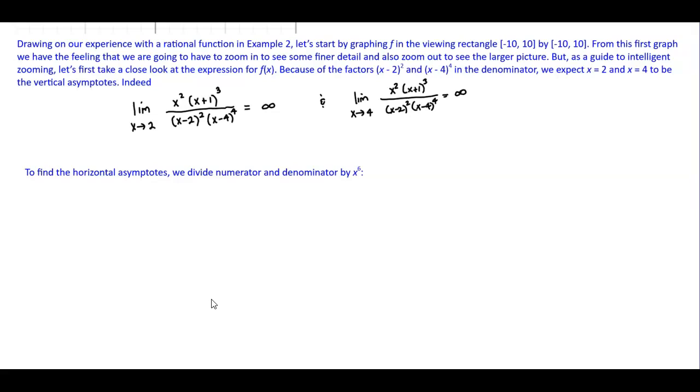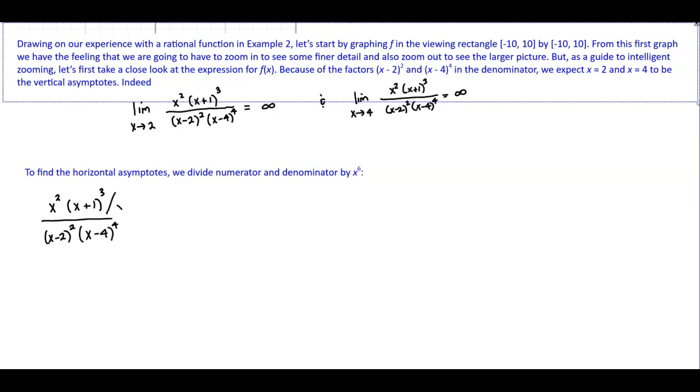So let's go ahead and do that. We have the function x squared times x plus 1 cubed over x minus 2 squared times x minus 4 to the 4th, and we're dividing this by x to the 6th, and we're dividing this by x to the 6th as well. We can rewrite x to the 6th as the following.